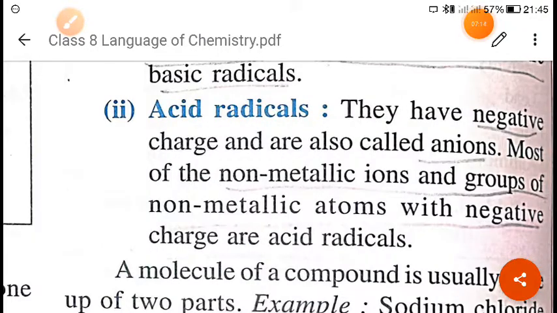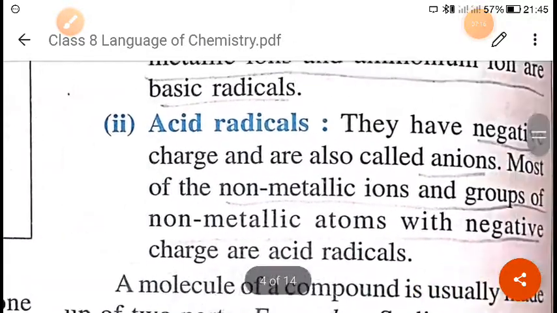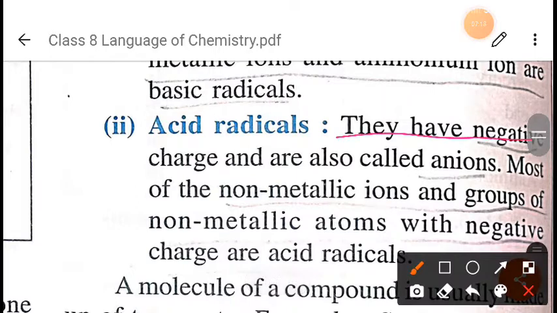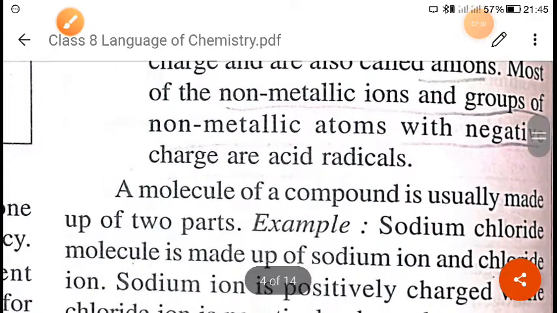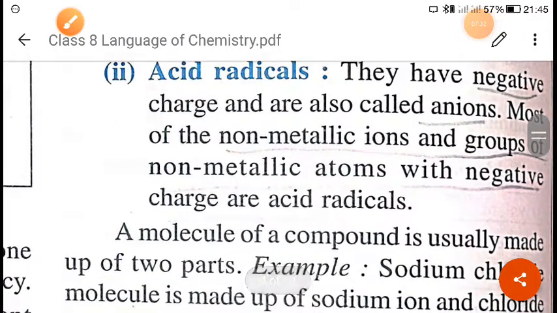Now next is acid radical. What is an acid radical? They are negatively charged and also called anions. Most of the non-metallic ions, and a group of non-metallic atoms with a negative charge, are acid radicals. There are many examples, like Cl negative, F negative, I negative, Br negative. These are the acid radicals.